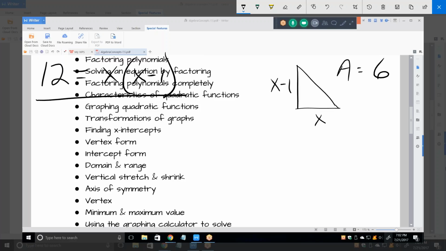Distribute, maybe? Okay, that's a good first step. 12 equals what? In other words, get rid of parentheses, right? Get rid of parentheses, get rid of denominators. It's hard to go wrong by taking either of those as a first step.